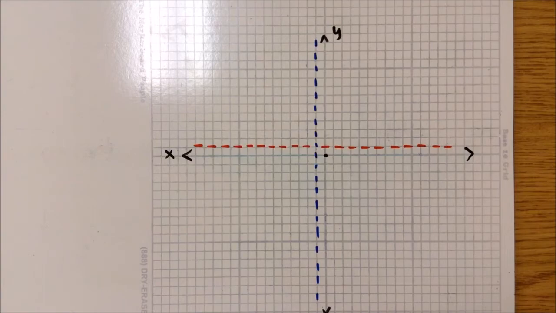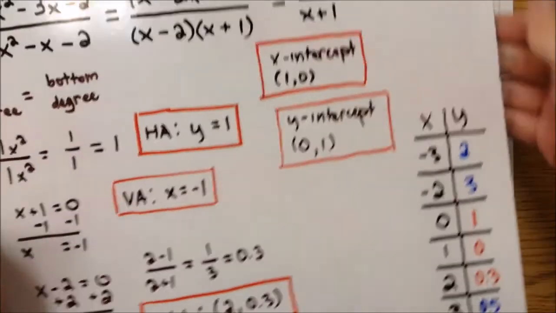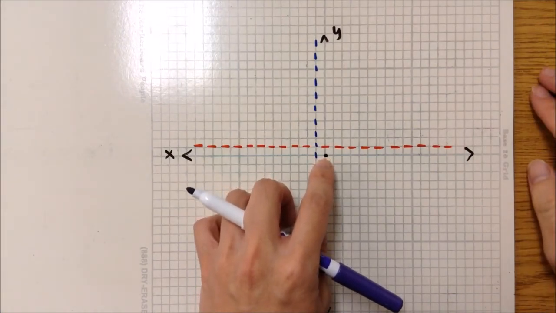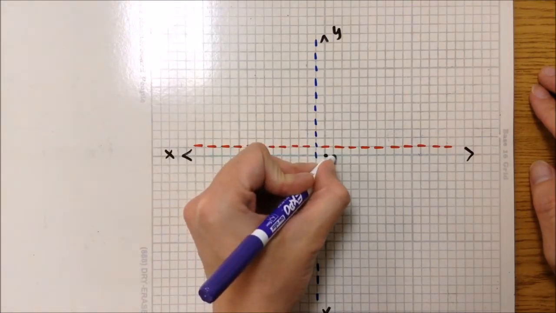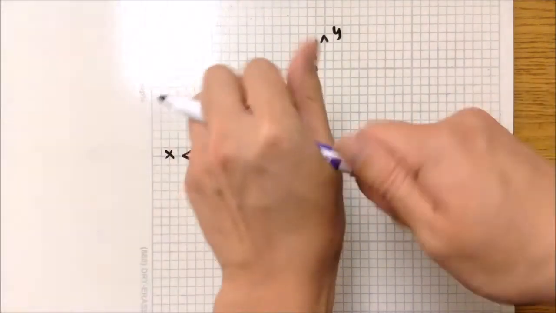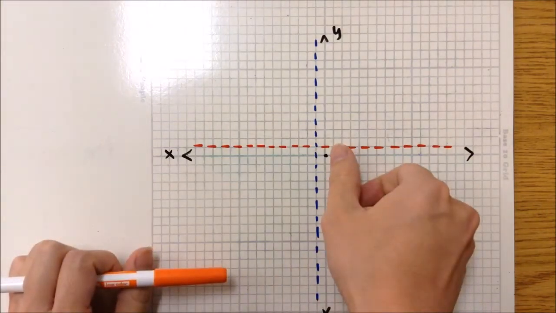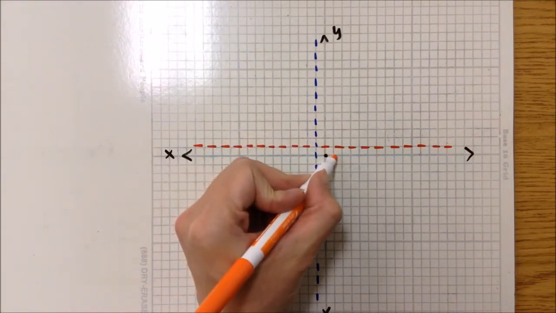Now we can mark our x-intercept, which is 1, 0. So starting from the origin, the x-intercept is 1, 0. So 1, 0 is right there. Let's use a different color. Don't want to get mixed up with the origin, so 1, 0.